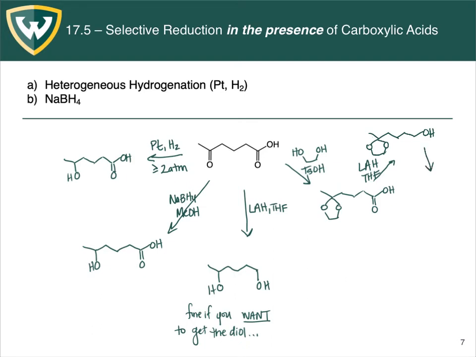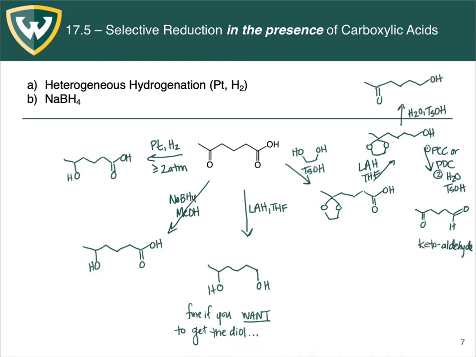If you wanted the aldehyde, then you would go ahead and oxidize that with PCC or PDC or the Swern reaction if you learned that. And then you could deprotect the ketal to give you a ketoaldehyde, or deprotect the ketal to give you the keto alcohol up here.